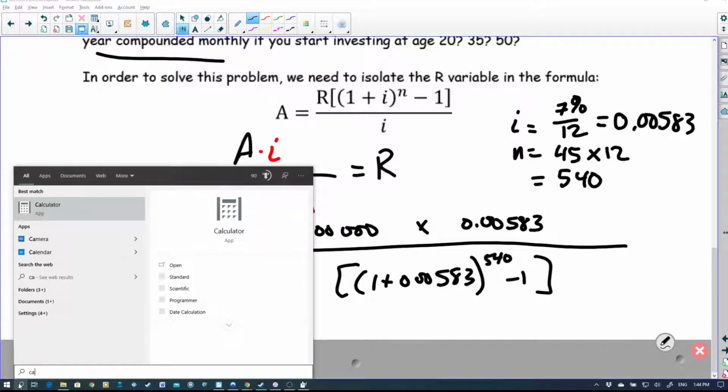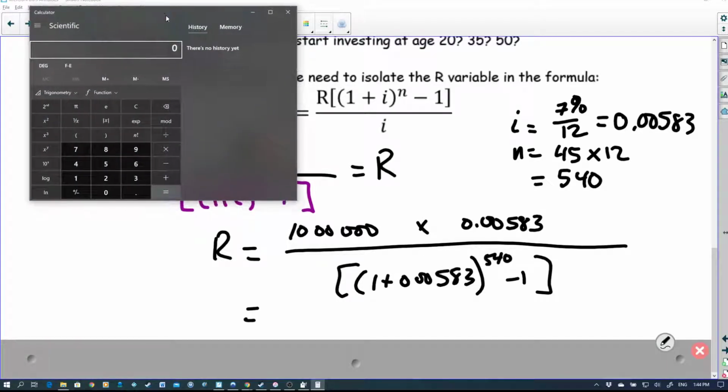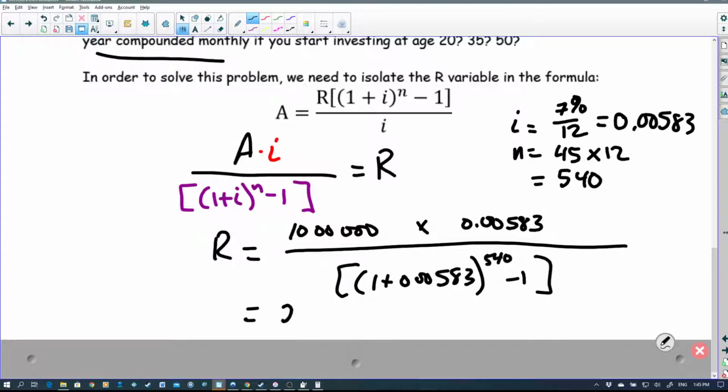Let me bring it back. Sound's still on. Okay, we're still good. All right, so let's try this again. 1 million times 0.00583 divided by our big bracket. Bracket, 1 plus 0.00583, bracket, power of 540, minus 1, bracket again, equals $264, basically rounded off to $264.